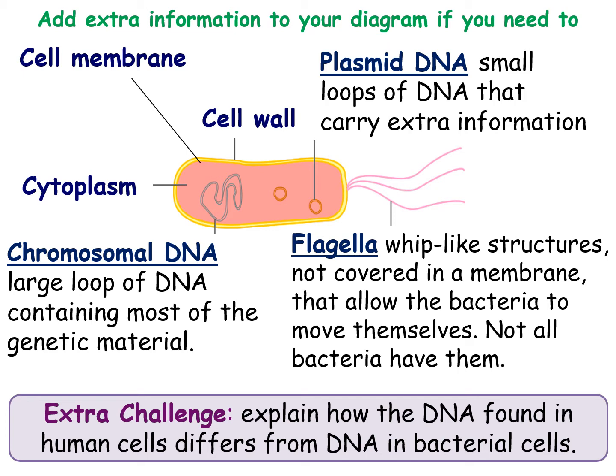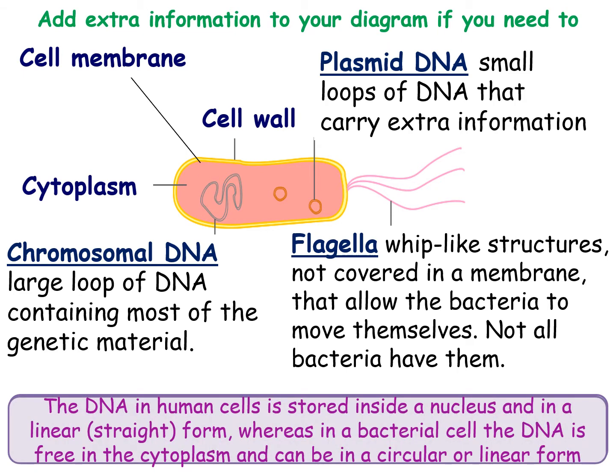Okay, the extra challenge was to explain how the DNA found in human cells differs from DNA in bacterial cells, and that is to do with where it's stored and the form of it. So DNA in human cells is stored inside a nucleus, and it's in straight linear lines known as chromosomes. Whereas in the bacterial cell, the DNA is free in the cytoplasm, and it can be found in circles, or it can sometimes be in a straight linear form as well. Okay, if you need to pause the video now to add anything extra to your diagram, please do so.